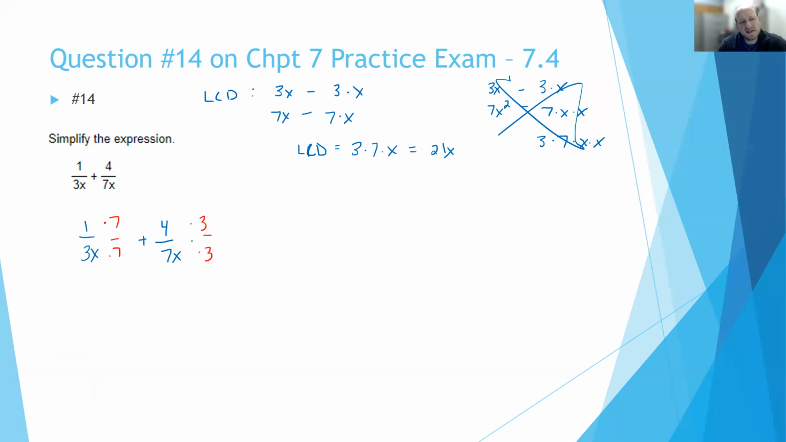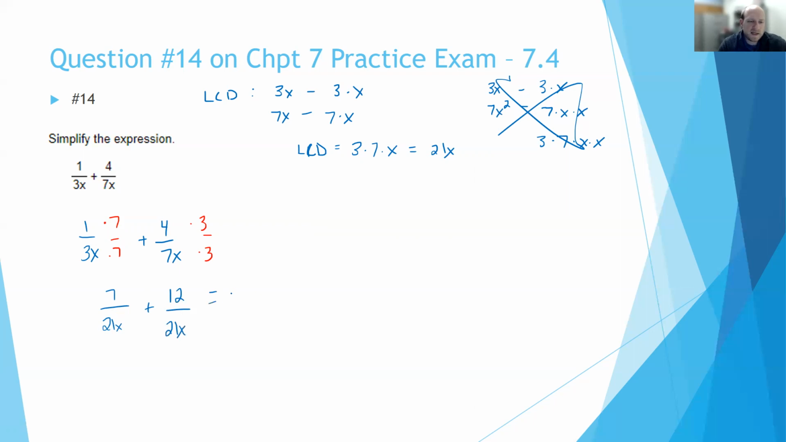I'm not changing these at all because I'm essentially multiplying them by 1, right? 7/7 is 1, 3/3 is 1. But that's going to allow these to have a common denominator now. So 1 times 7 is 7. 3x times 7 is 21x. That's our LCD. And then 4 times 3 is 12, and again, I have a 21x.